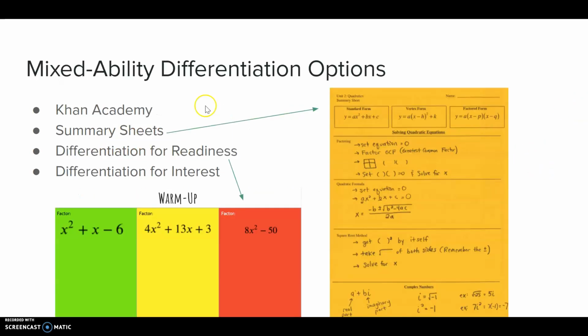Okay, so here you see your mixed ability differentiation options. Down below is that red, yellow, green warm up that was referenced earlier. Giving you different levels of difficulty for the problems here. An example of a summary sheet that the students will be doing each day to keep track of their notes, as well as use later on in the unit.